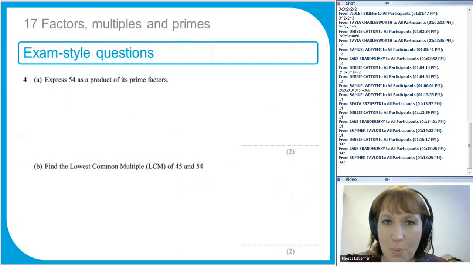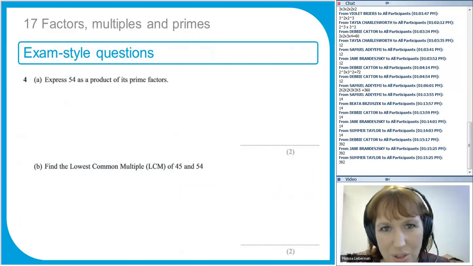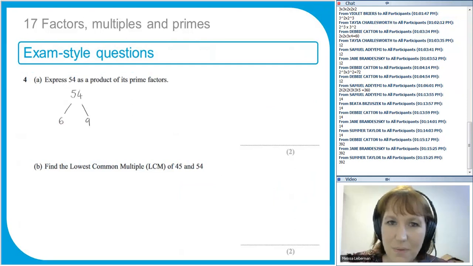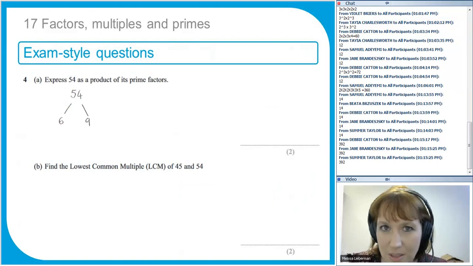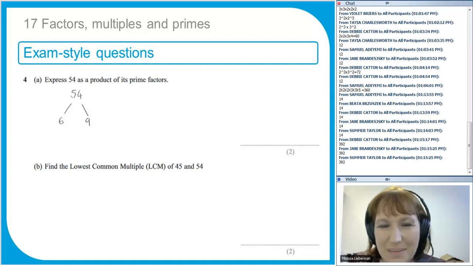So, for part A, express 54 as a product of prime factors. So, if I saw this, all I'd think, oh, factor tree. If you don't want to do a factor tree, you don't have to, but you would just put 54. Split it any way you want. So I know that 6 times 9 is 54, but you could also do 2 times 27, lots of other combinations, or is it divisible by 4? I don't know, 6 times 9, that'll do.